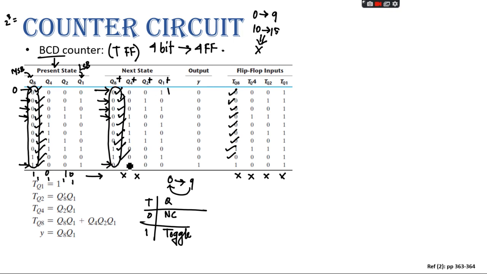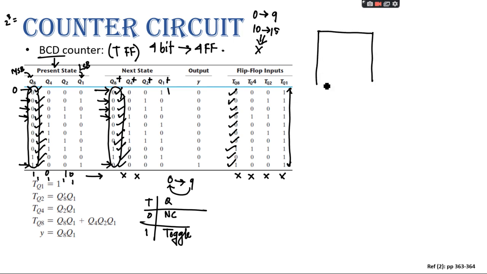And 1 0 means state change, so it should be in toggle mode, right? Yes, sir. So similar way, you can compare each bit and you can have this table, right? Do I need to explain that? No, sir.